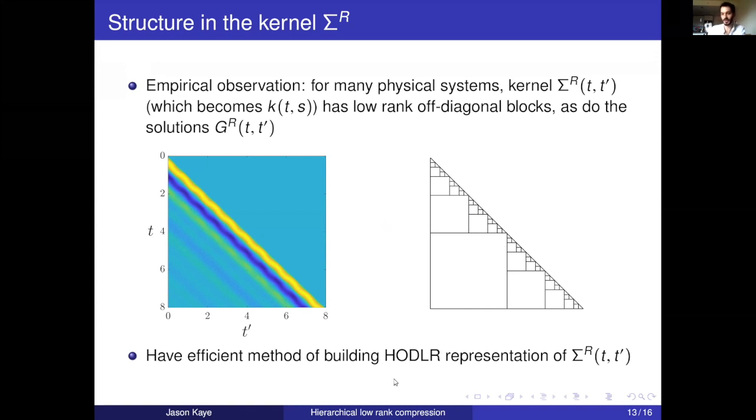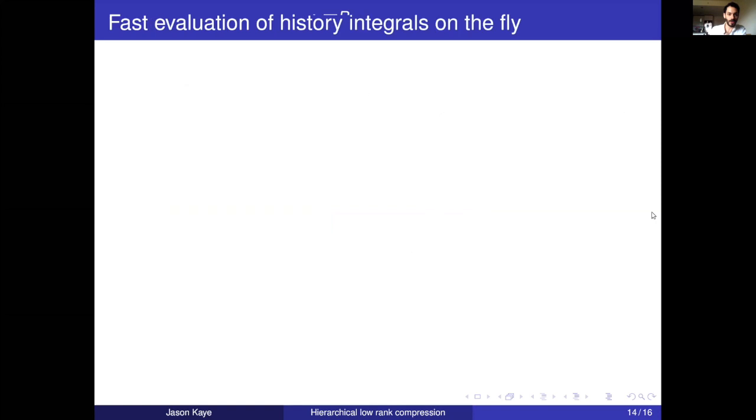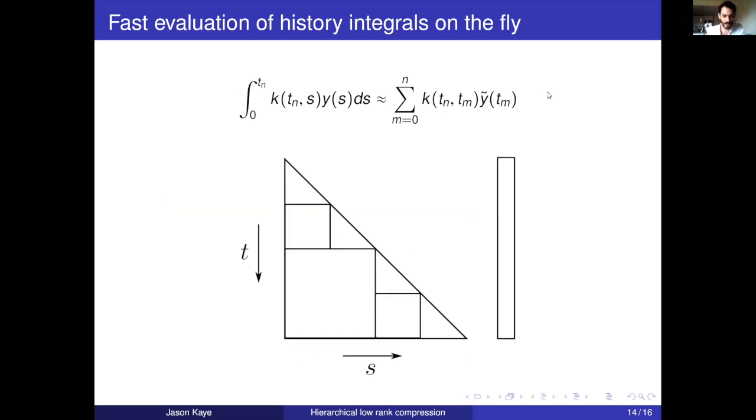That's kind of another part of the algorithm, but we have an efficient method of building it. So I just want you to assume that I have access to this compressed representation, meaning truncated SVDs of each of these blocks at every level of this hierarchy. So if we have this, how can we accelerate the evaluation of these history sums? Let me try to take you through this, and hopefully it isn't too confusing.